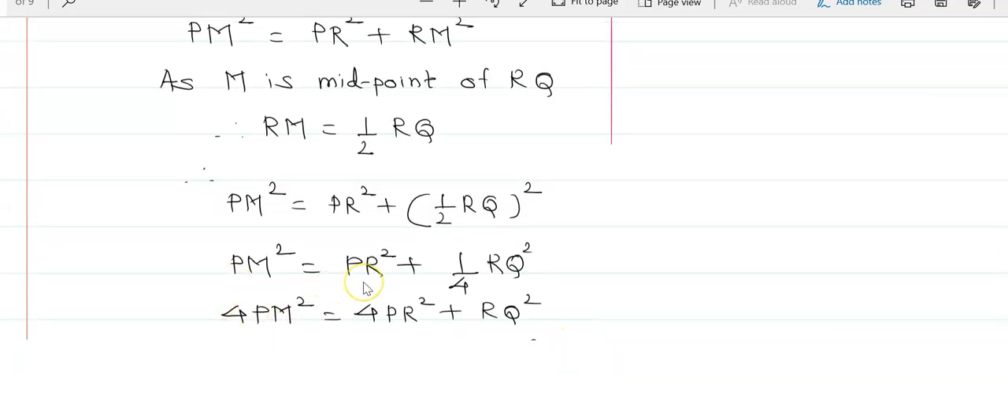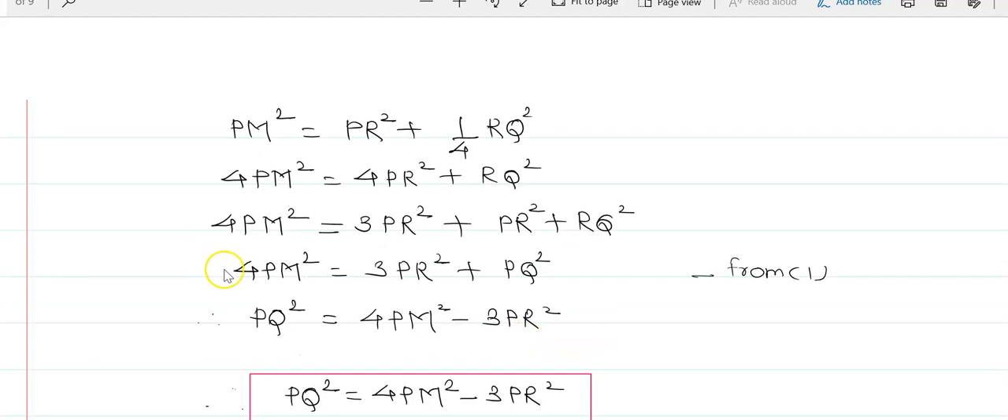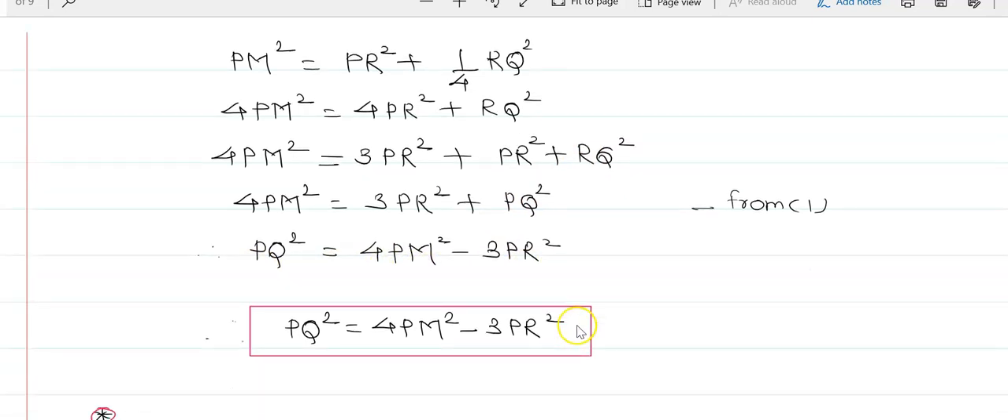Therefore, PM square is equal to PR square plus, in bracket, 1 upon 2 RQ square. Multiply by 4 on both sides. Therefore, you will get 4 PM square is equal to 4 PR square plus RQ square, that is, 3 PR square plus PQ square. This is the value of PQ square. Therefore, PQ square is equal to 4 PM square minus 3 PR square, and hence the result is proved.